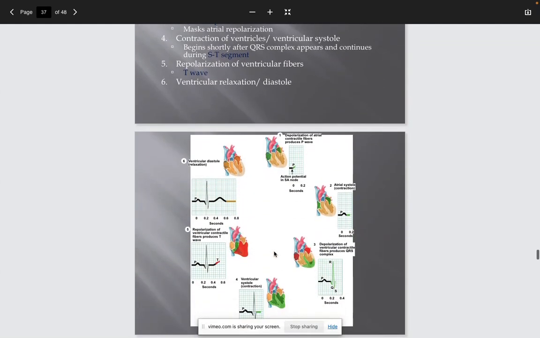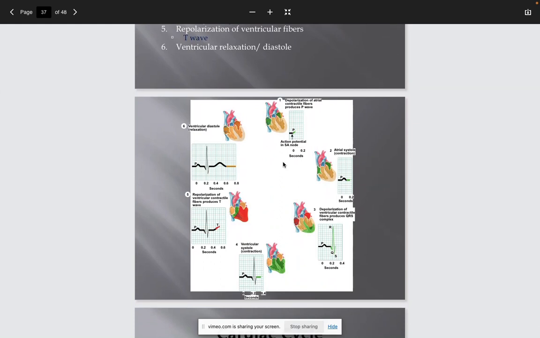This is a picture here that I encourage you to look at. This is a great representation. Depolarization of the atrial contractile fibers produces the P wave. So this is the initial upslope. Atrial contraction is, again, continuing to occur here.